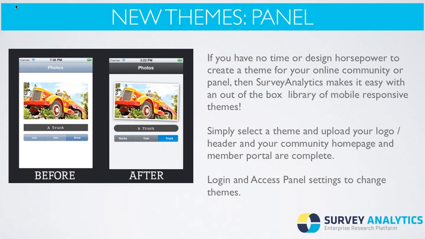What that means is that the themes are going to be compatible both online and mobile, no problem. Again, that's a result of the enhancement by adding Bootstrap 3. All you need to do is basically add a theme and update your logo, headers, your community homepage and your member portals, and then you're all complete. To set that up, all you need to do is go to the Access Panel settings and then change your themes from there.